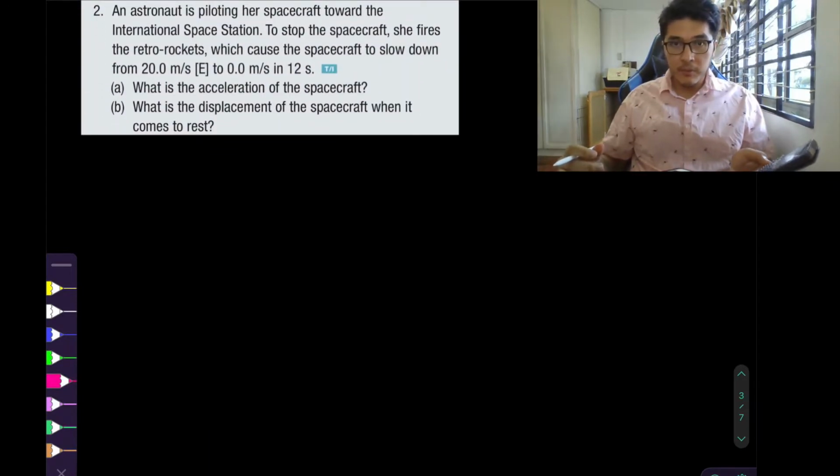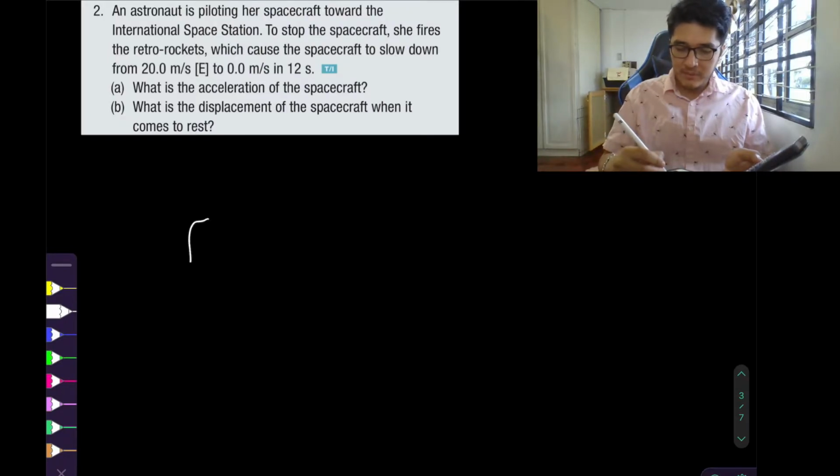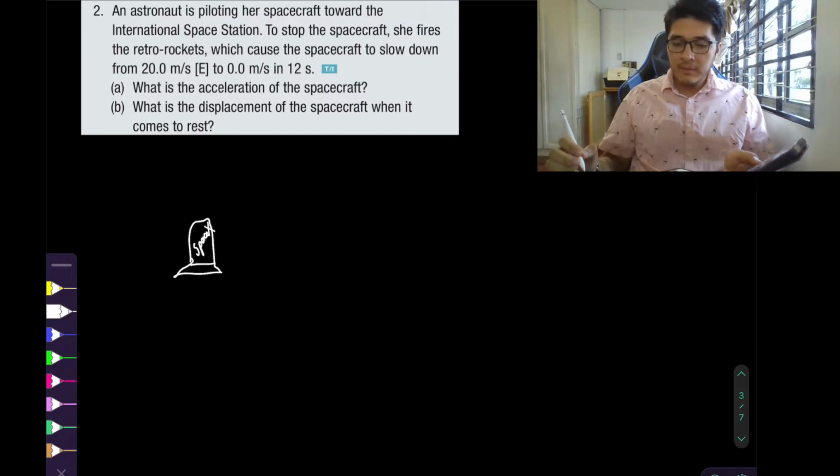Okay, so that's a good warm-up for you. So let's see if we can do more difficult questions. So number 2, an astronaut is piloting her spacecraft toward the International Space Station. So we have a spacecraft. I love the spacecraft questions. Let's SpaceX, right? Okay, so this astronaut is piloting her spacecraft towards the ISS, International Space Station.